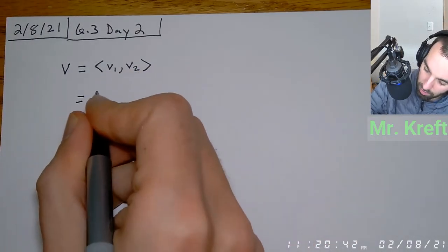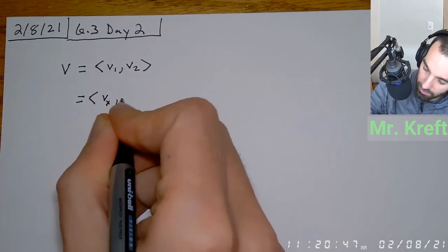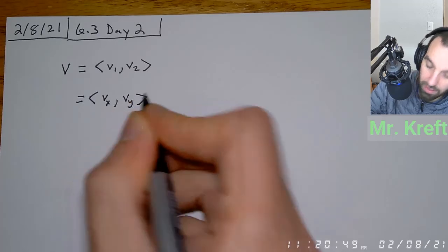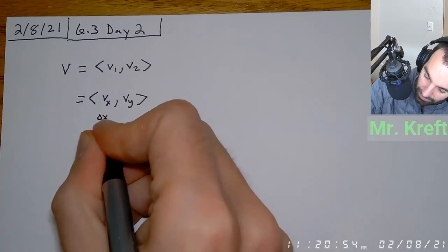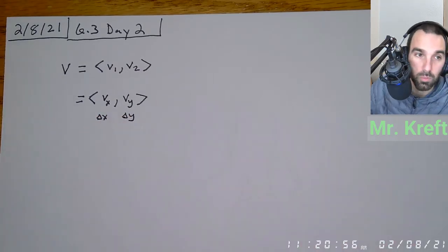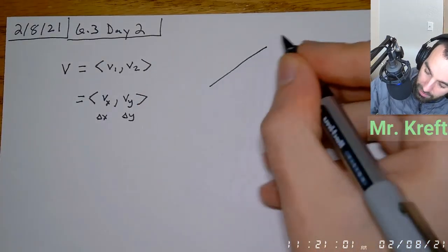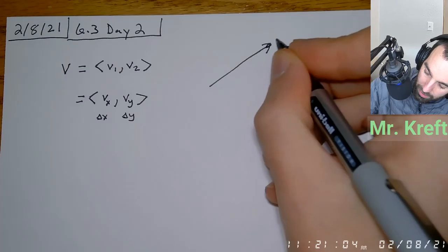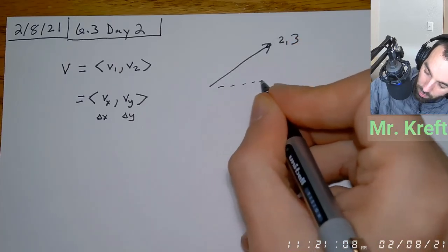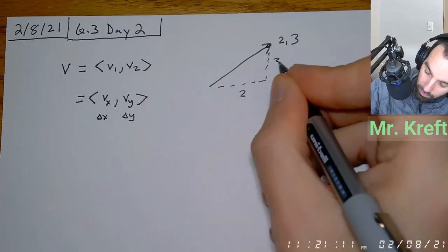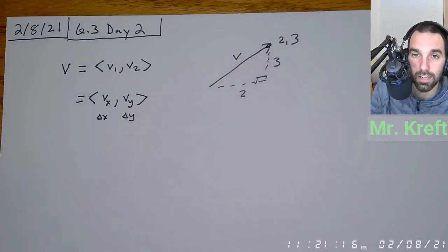Now in physics, instead of calling it 1, 2, we would say the x component of v and the y component of v, so it'd look like that, right? And you can think of these as delta x, delta y. So they're the components. Let's say I had a vector with a point at the end and it was 2, 3. Then that would mean that was 2 over, that was 3 up, okay? So this is vector v. And that's what we were talking about last time.